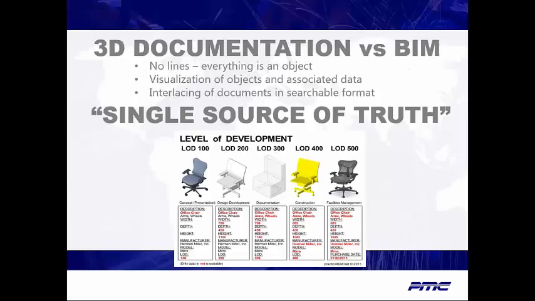In the 2D world, lines represent elements in a building. In BIM, there are no lines. Everything is an object in a 3D world. These objects are shared throughout a facility in one model. Change the object once, and it changes throughout the facility, eliminating duplicating changes and mistakes.